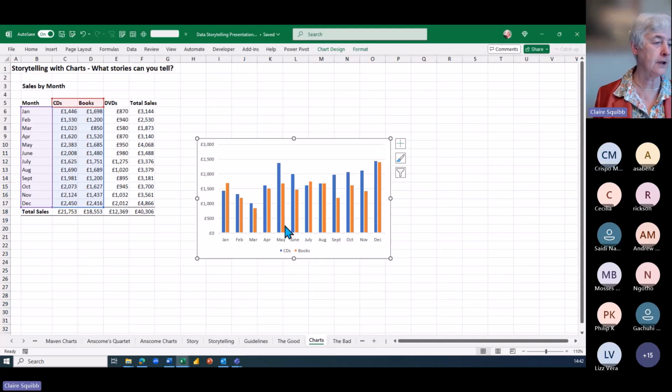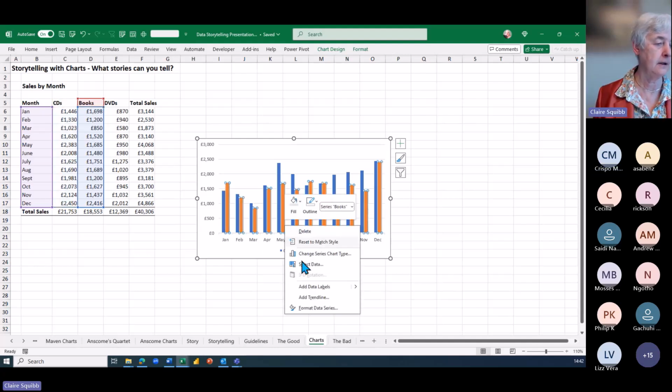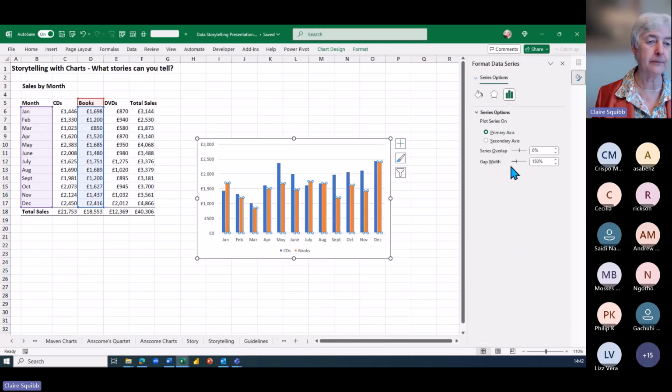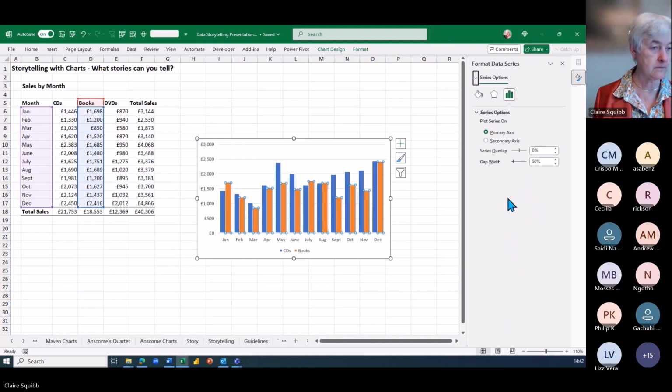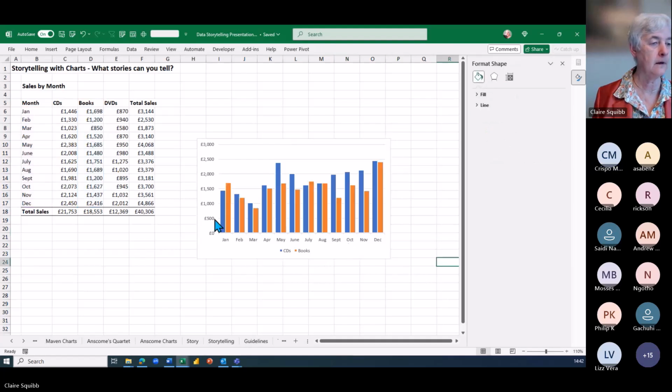I'm going to just take a data series and make the gap a bit narrower. I find those wide gaps quite annoying. So let's change that. So that just thickens the lines and only leaves half the size of the column as the gap between the sets.